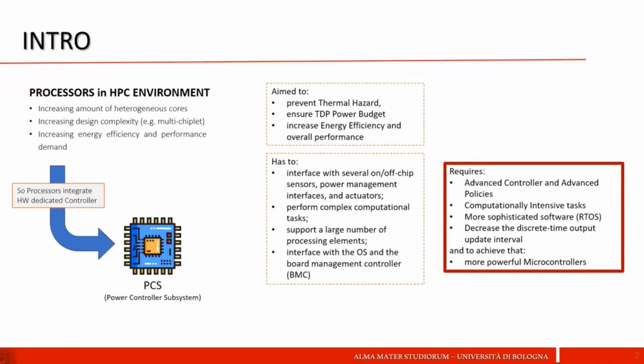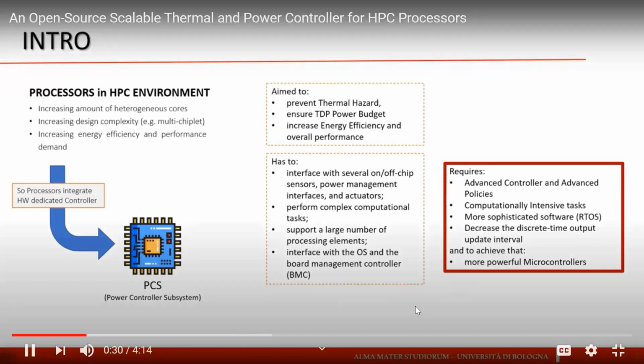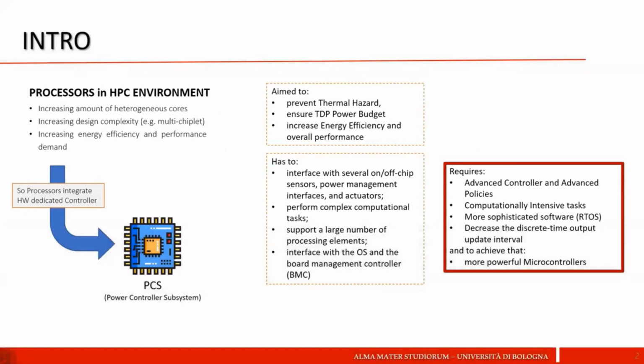In the last decade, processors in the HPC sector have evolved to be more complex and heterogeneous, with an increased number of cores. Alongside, the demand for energy efficiency has also increased. To meet these requirements, processors in this field embed dedicated hardware resources called Power Controller System, PCS, to control the power consumption dynamically, to prevent thermal hazard, and to ensure the TDP budget of the power. With more complex processors and stricter requirements, the PCS also has to be more sophisticated and powerful.